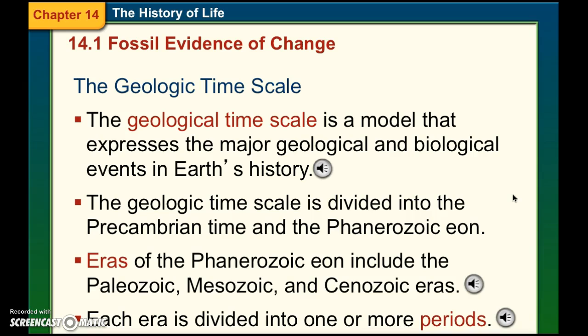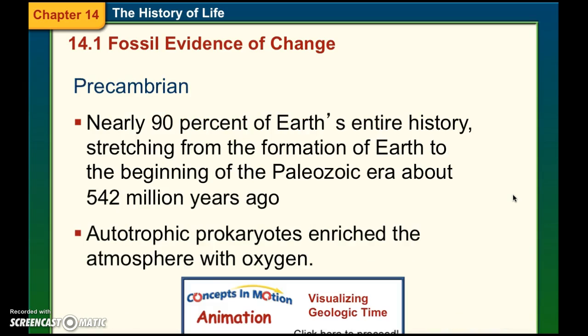Now, the geological timescale is a model that expresses the major geological and biological events. And we're mainly going to be talking about the Precambrian time, the Paleozoic, Mesozoic, and Cenozoic eras. The Precambrian time is nearly 90% of the Earth's history, but the only organisms that were really here were autotrophic prokaryotes, and they basically enriched the atmosphere with oxygen. They were what we call chemotrophs. They took the poisonous gases that were in the atmosphere of the Earth at that time and changed them to oxygen. And when that happened, it gave other organisms the chance.